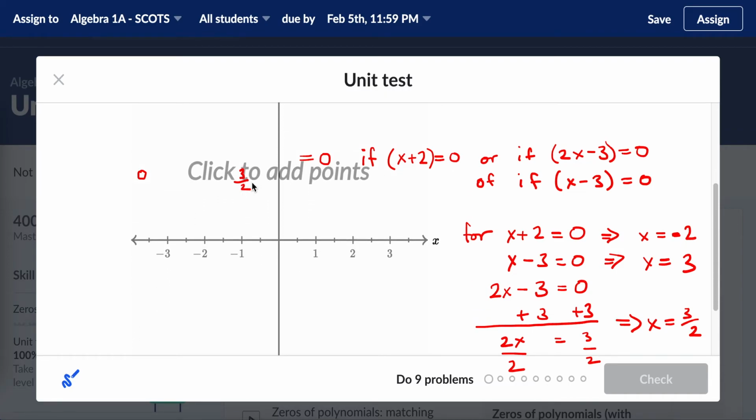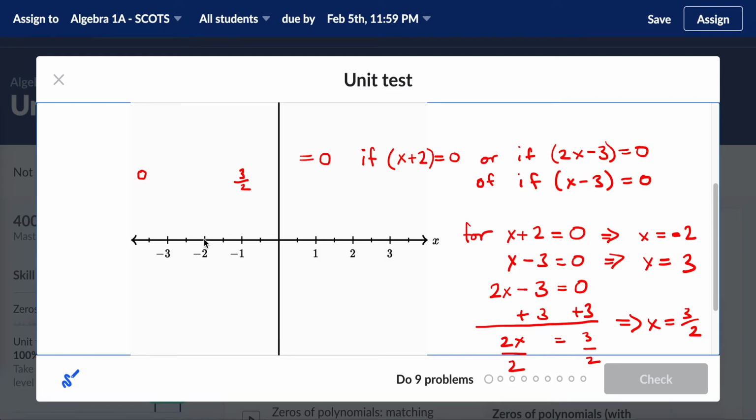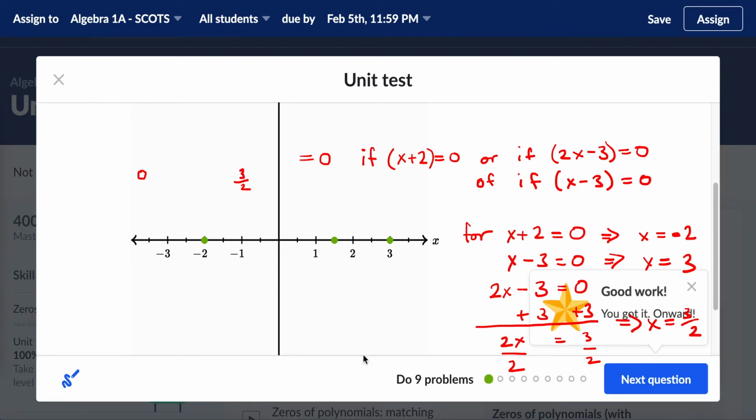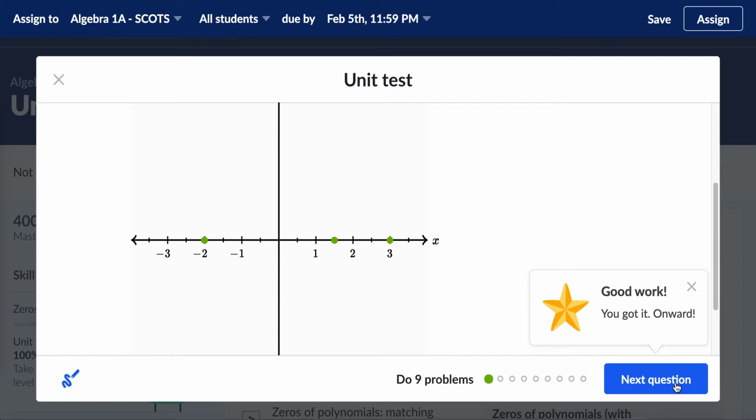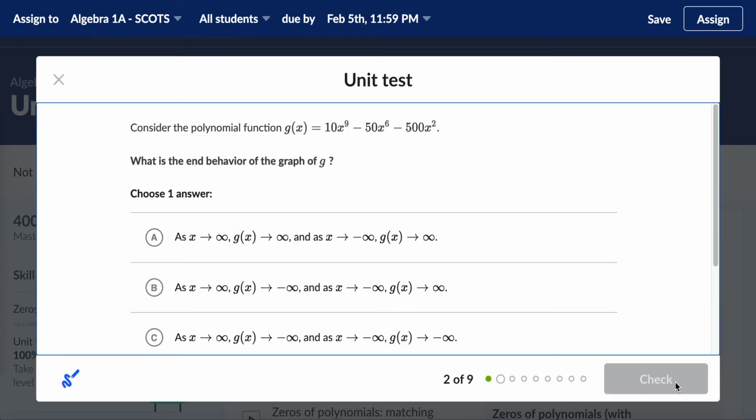So the first one is negative 2 right there. The second one is positive 3. We got that one also. And our third one is 3 over 2, or 1.5. So there we go. Okay, next question.